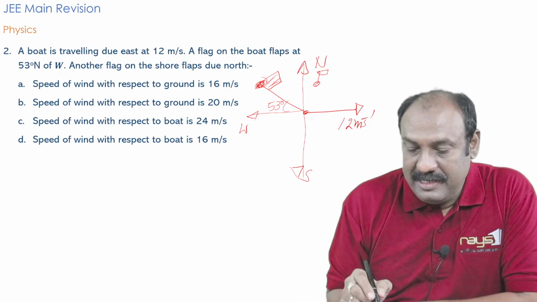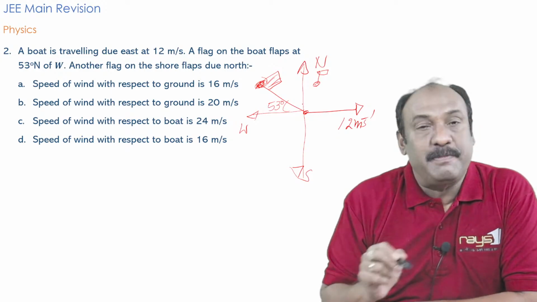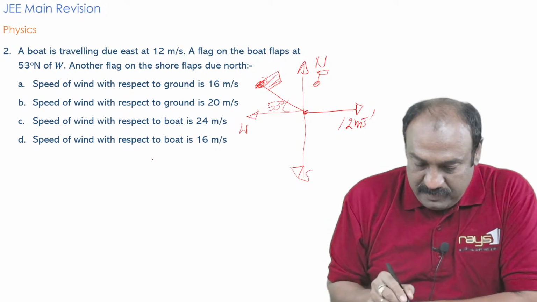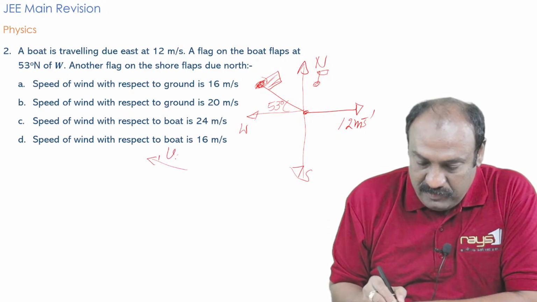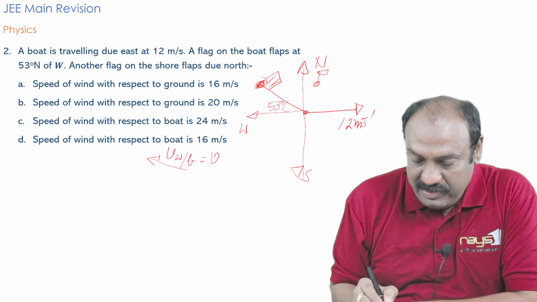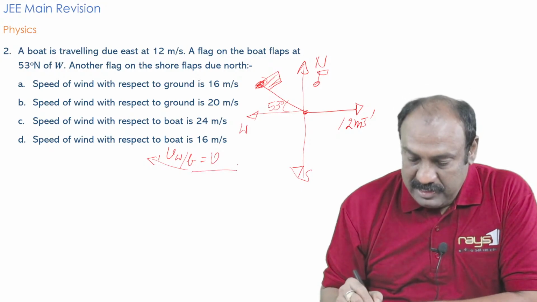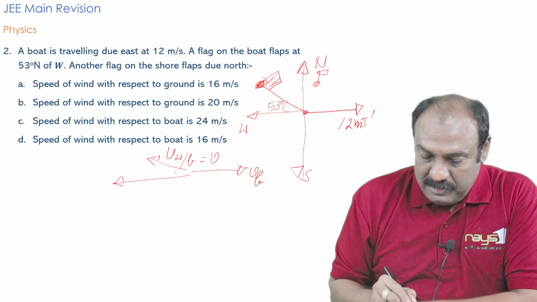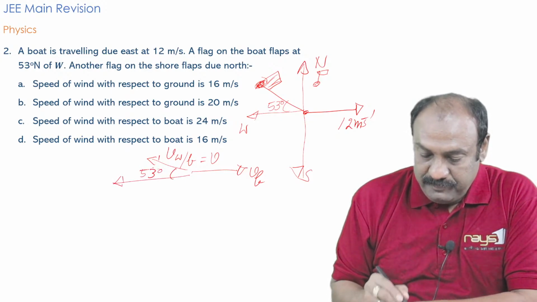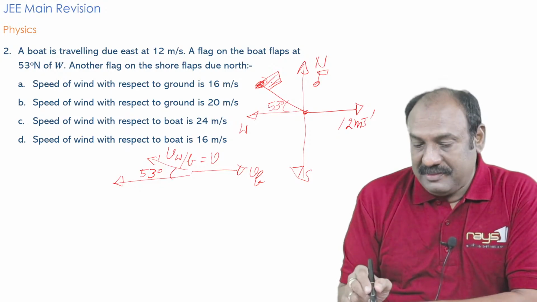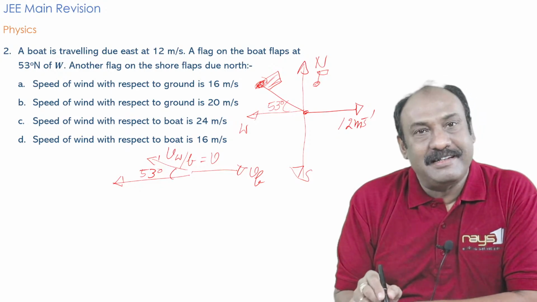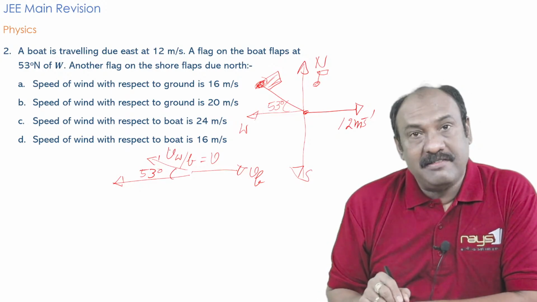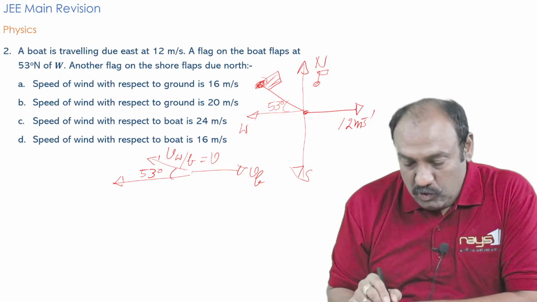So indirectly the velocity of the wind with respect to boat is given. This direction represents the velocity of the wind with respect to boat, given as V. In this direction, this is the velocity of the boat. In this direction here, this angle 53 is given in the data. So velocity of the wind with respect to boat represents the direction of fluttering of this flag. Therefore, velocity of the wind with respect to boat is supposed to be V.